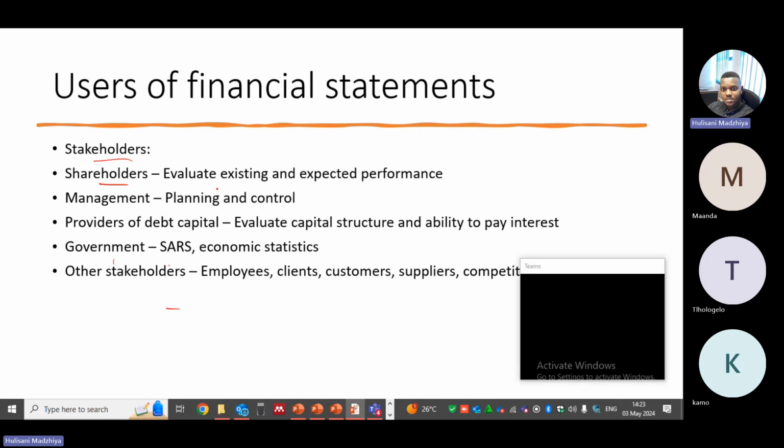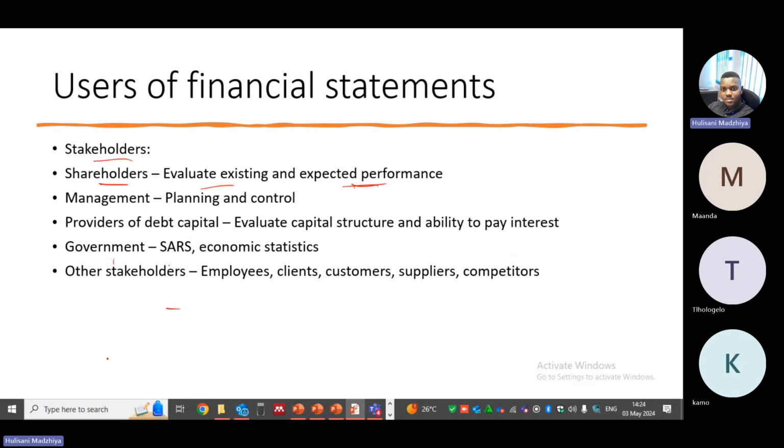These people require financial statements to evaluate existing and expected performance, to say this is what we expect this year in terms of performance and what we expect as a return in terms of dividends. Dividends are the return on the investment. We invested a lot of money, so we expect the company to perform in such a way that it can enter into or acquire new projects or new machines that can be used in production or to render services and give us better returns.